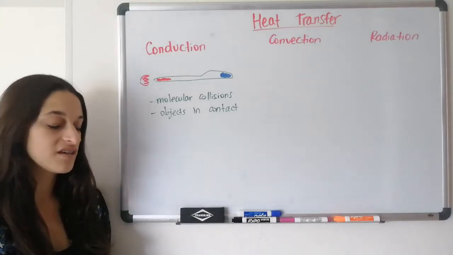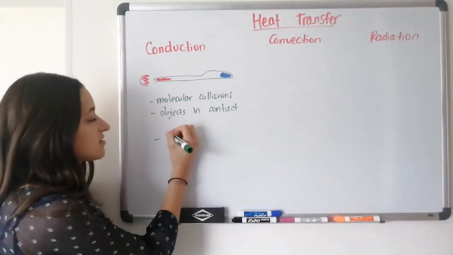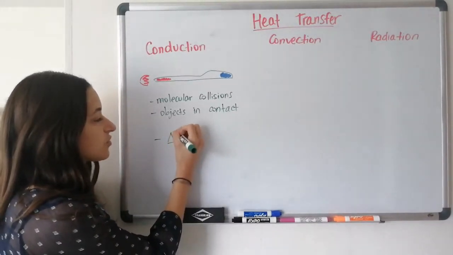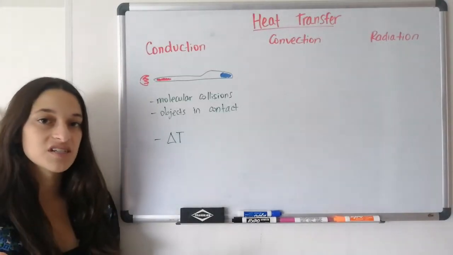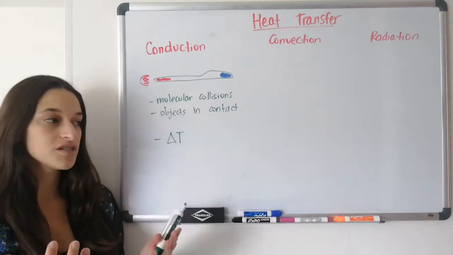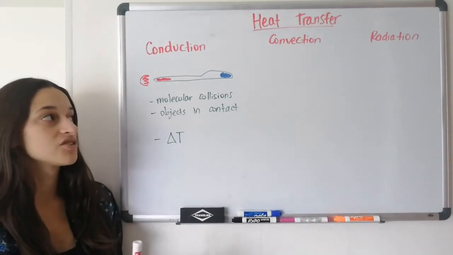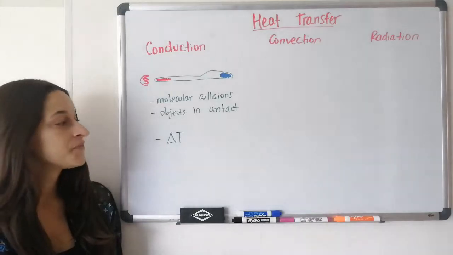So what affects how much conduction there is? Well, there are four things that affect it. One thing is the difference in temperature. We're going to call this delta T for change in temperature. The hotter one object is with respect to the other object, the faster the heat is going to transfer from one object to the other.